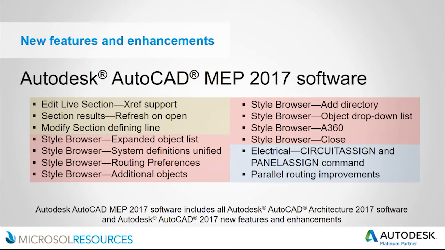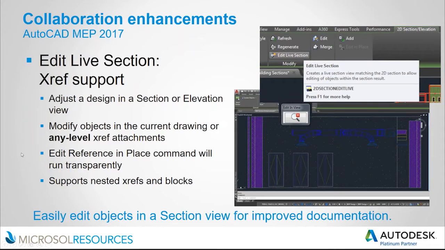So with that, let me go ahead and look at what's new with editing live sections. The big thing this year is that we have the ability to easily adjust a design in a section or elevation view, not just a plan. It's more streamlined. It removes many of the previous manual steps. You can effortlessly modify objects in the current drawing or in any level or XREF.